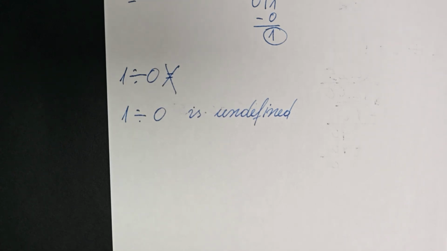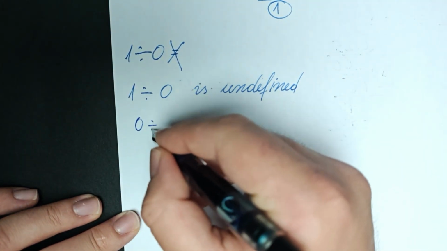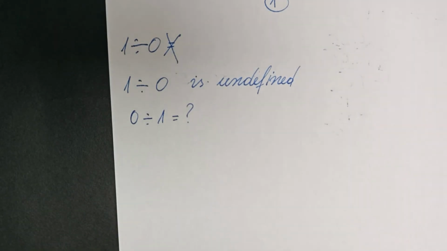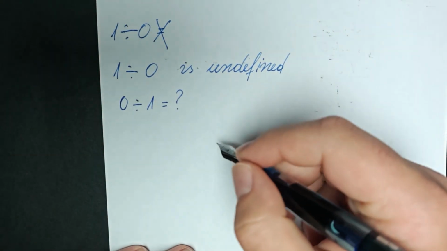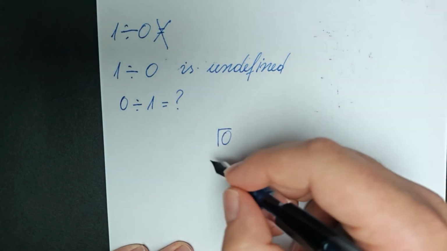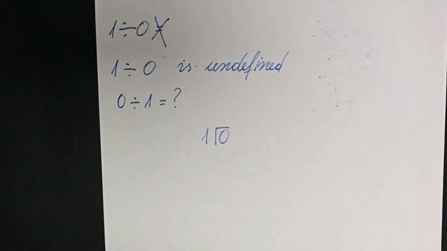I have observed that some people get mixed up with undefined or 0. I think that the reason for this is this question. 0 divided by 1 is equal to what? By using long division, the first number is 0, so we are going to put it in the bracket, and the remaining number is 1. The second number goes in front of the bracket.